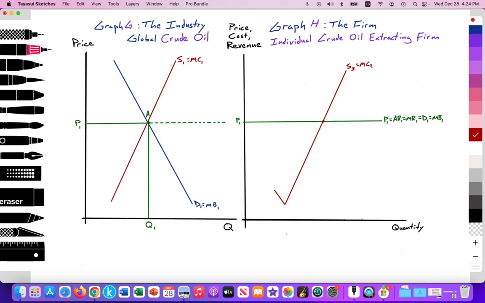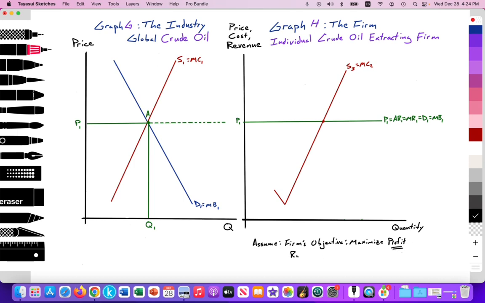Now, with the perfectly competitive firm, there's an assumption here. We're going to assume that the firm wants to profit maximize. The firm's objective is to maximize their profit. Other objectives could be maximizing revenue, but we're assuming profit maximization.